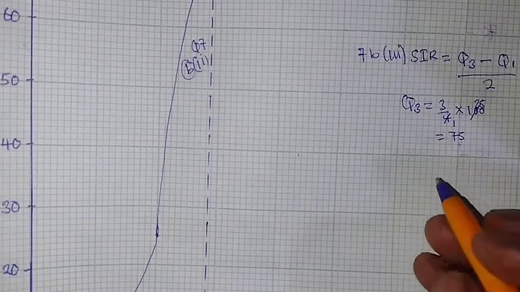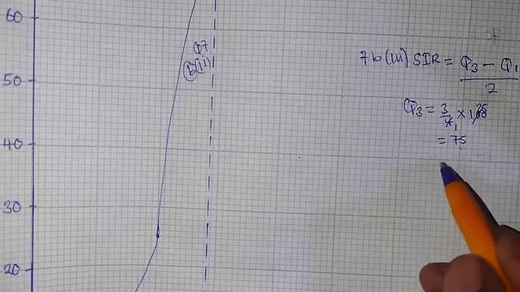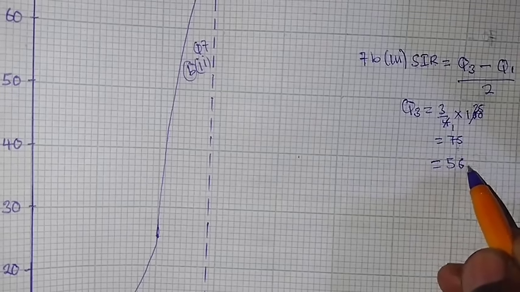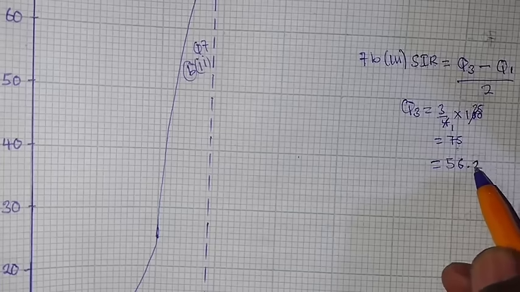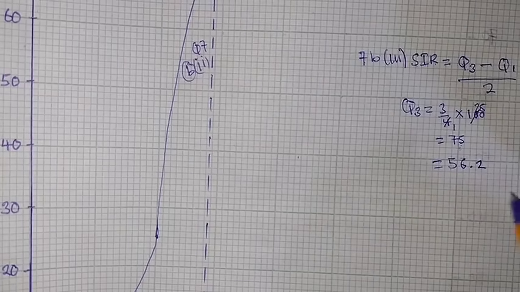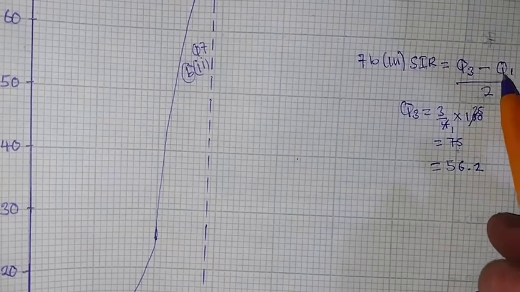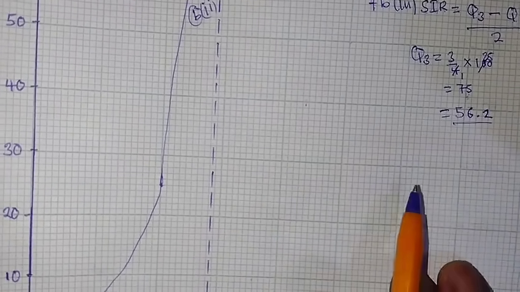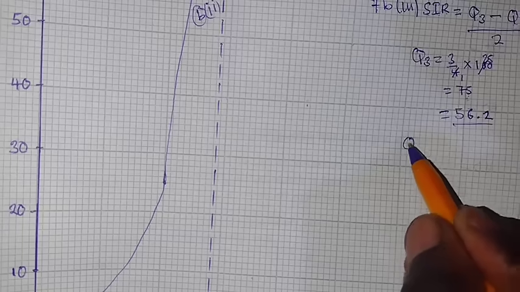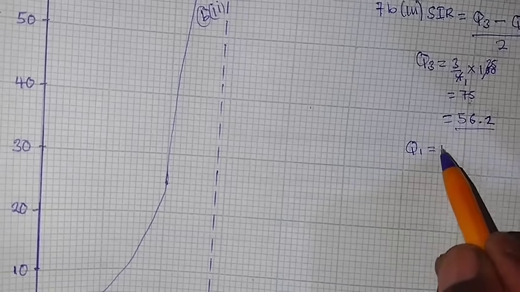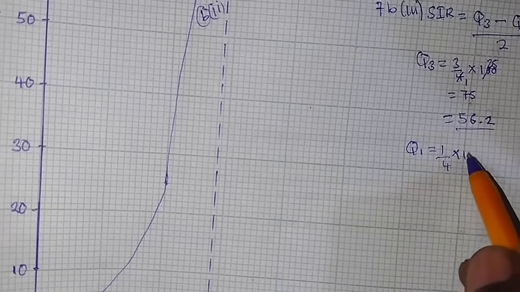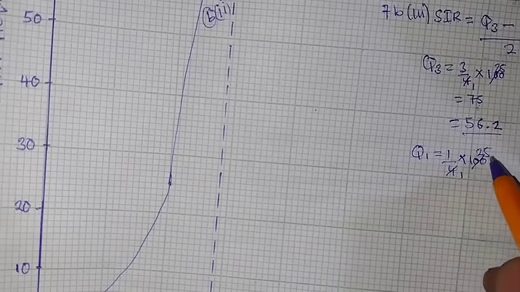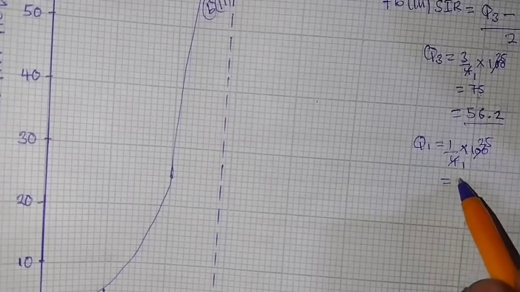So you can say here that the upper quartile now is 56.5, or you can just take 56, it's fine. Then you do the same for the lower quartile, Q1. So we have found this one, but you have not yet found our answer. Q1 is equal to 1/4 times the total frequency, which is 100. 4 into 100 is 25. 25 times 1, you get what?